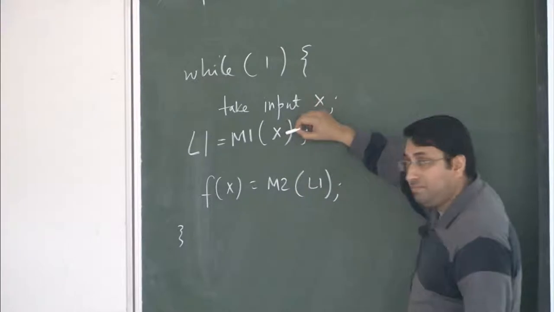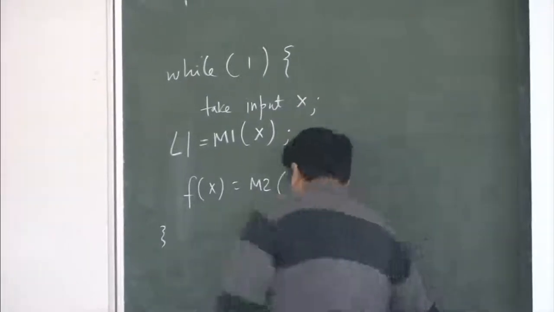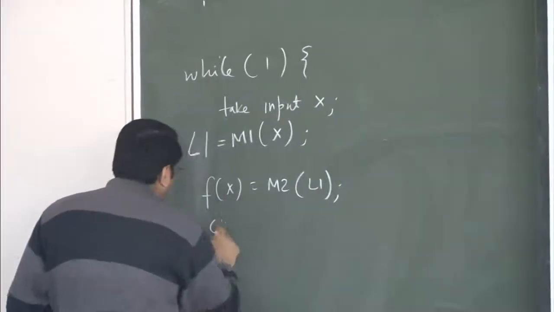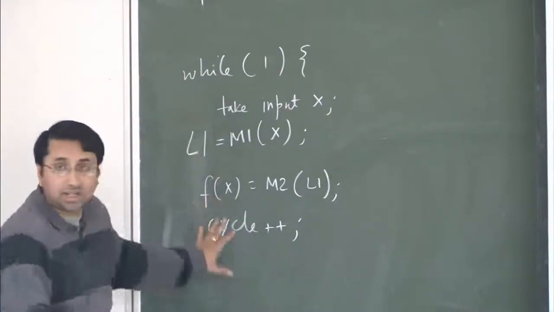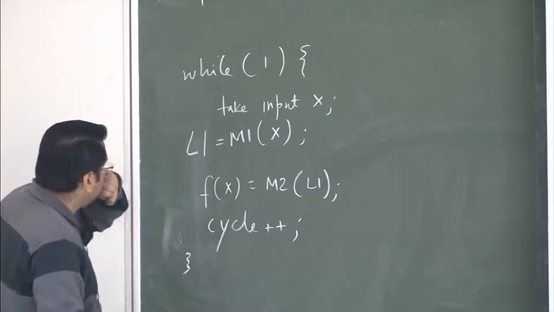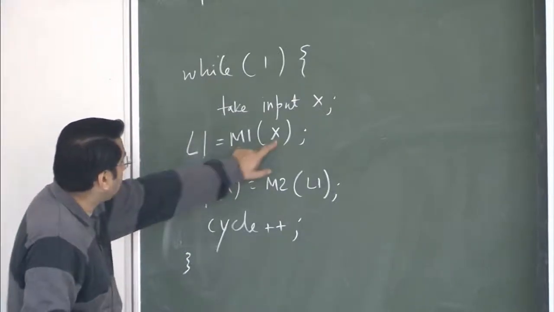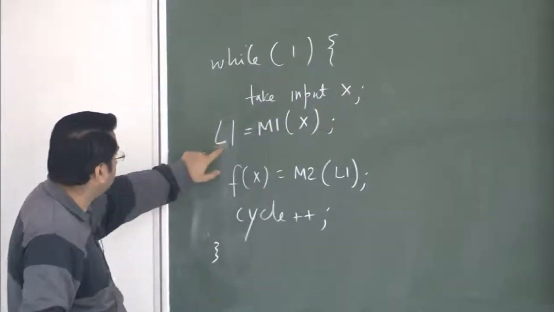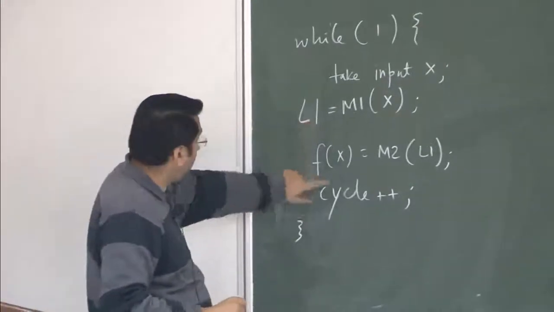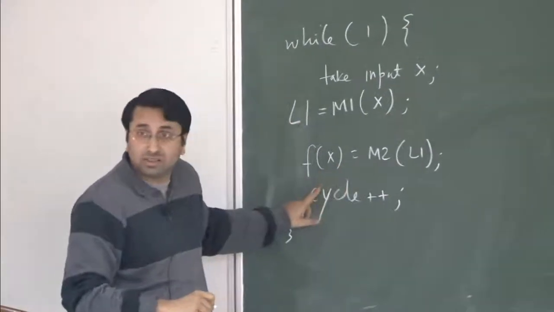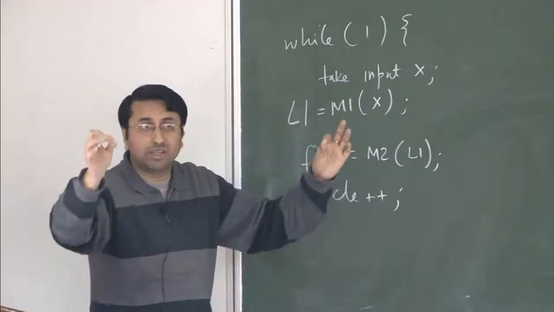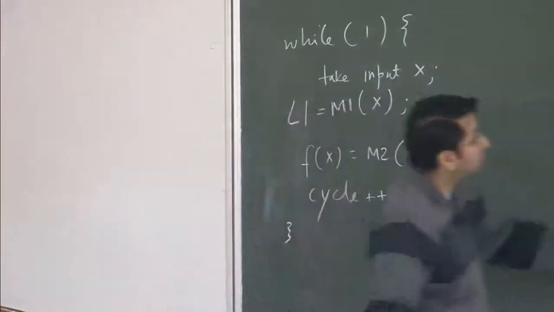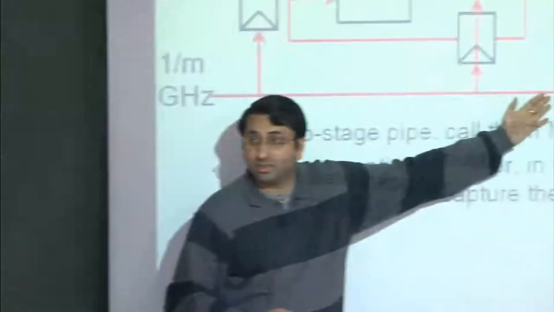So I take X, so essentially, okay, sorry, cycle plus plus. This is one cycle of my simulator, okay. So I take a new input X, I compute, put it in L1, M2 picks that up, computes FX, my computation finishes in a cycle. So I take an input X, produce Y in one cycle, that's wrong, right? It should have taken two cycles to produce Y. Okay, but if I switch the orders, see what happens.